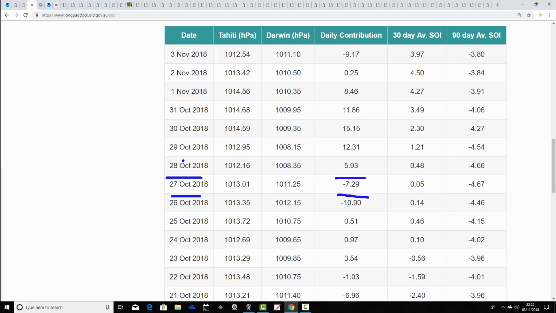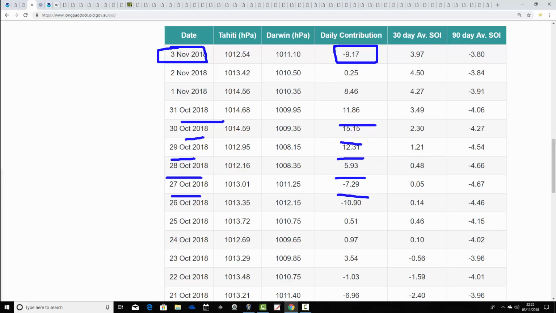But then we go positive again. 28th of October is at +5. 29th is at +12. 30th is at +15. And so on up we go until we get to the very latest number. 3rd of November is quite negative at -9.17.